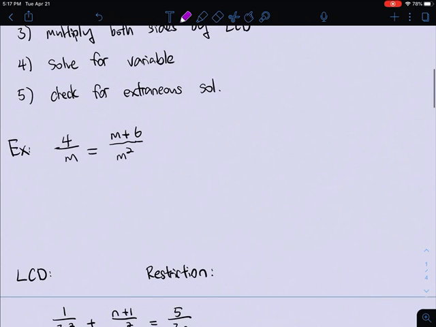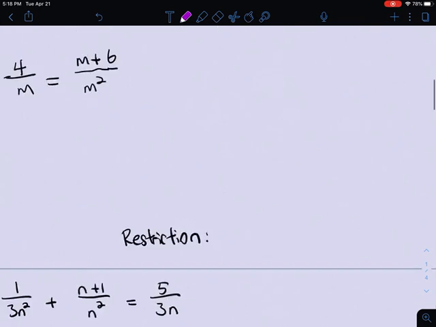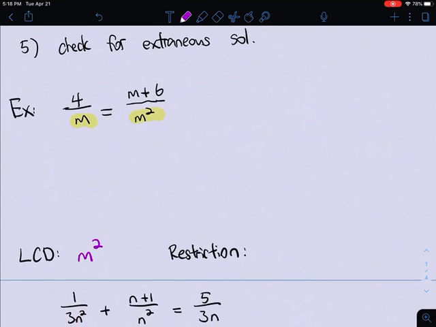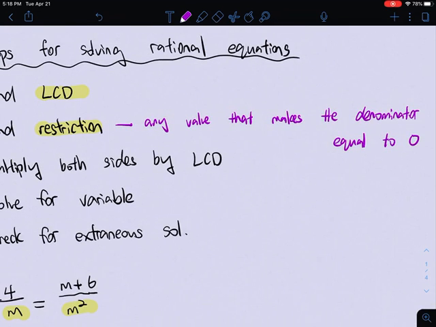So let's say I have 4 over m is equal to m plus 6 over m squared. Okay, so let's go to step 1, find the LCD. So here are my denominators, m and m squared. And the LCD, of course, in this case will just be m squared. Okay, so pretty straightforward.